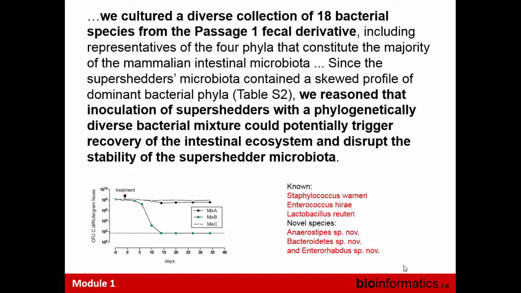This is from the mouse paper, right? A diverse collection of 18 bacterial species from the passage 1 fecal derivative. They split them into three mixes. Mix A was 6 of them, mix B was 6 of them, and mix C was 6 of them. This is basically showing that mix A and mix C did not reduce the colony-forming units of C. diff. Mix B did, so that was the successful one. They then characterized the 6 species in mix B: Staph warneri, Enterococcus pyrae, Lactobacillus reuteri, and 3 novel species. Okay, so that's the story of mix B.